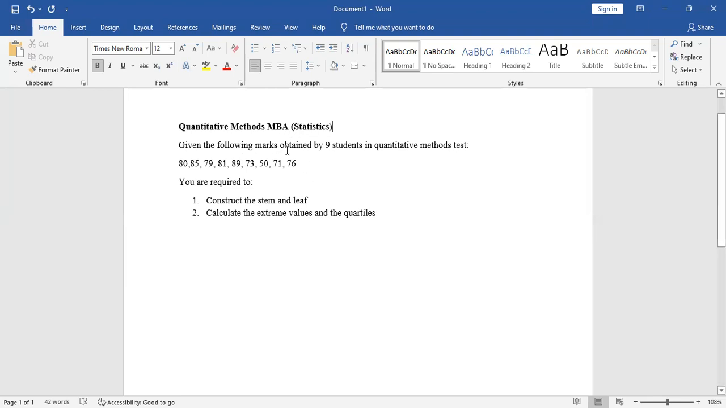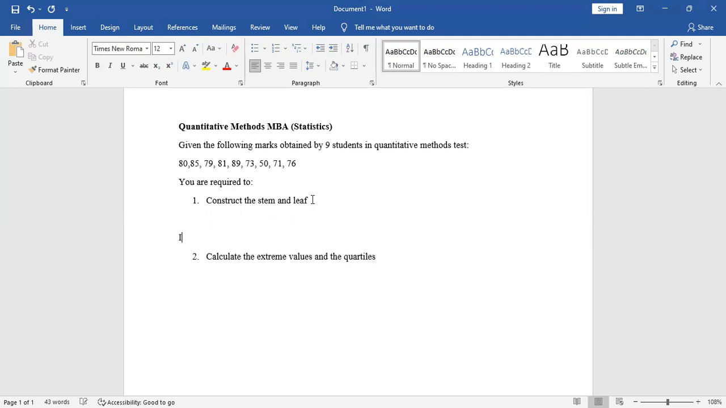Given the following marks obtained by 9 students in a quantitative methods test: 80, 85, 79, 81, 89, 73, 50, 71, and 76. You are required to construct the stem and leaf. So let me demonstrate how you do the stem and leaf.